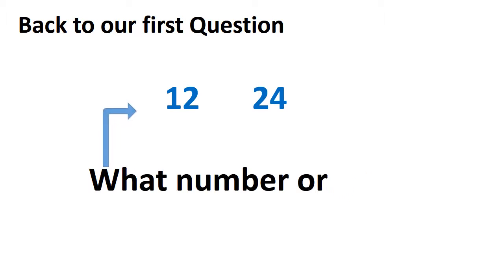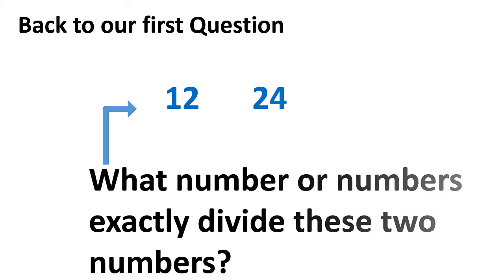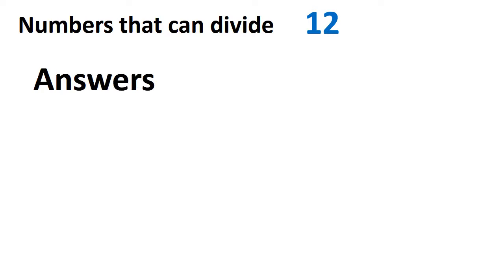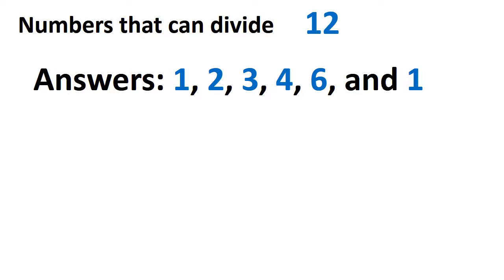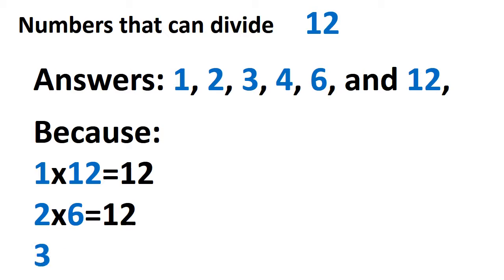Back to our first question, 12 and 24. What number or numbers exactly divide these two numbers? Numbers that can divide 12. Answer: 1, 2, 3, 4, 6, and 12. Because 1 times 12 is 12. 2 times 6 is 12. 3 times 4 is 12.